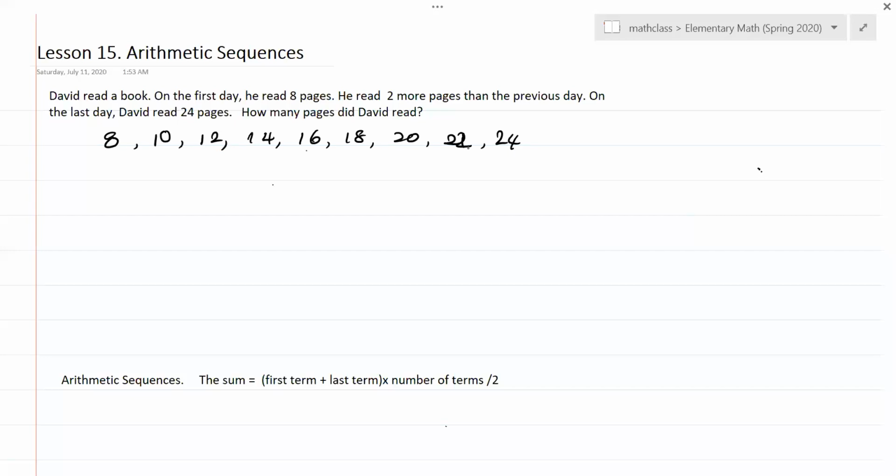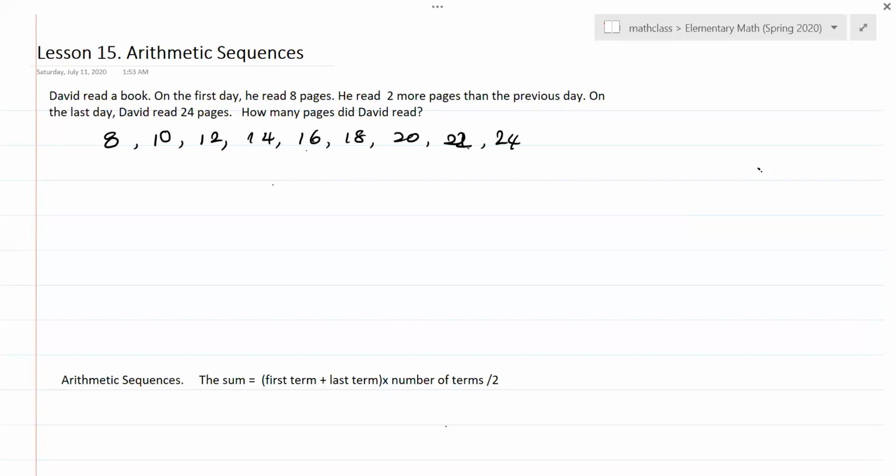Okay, how to add them together? Somebody got 144, somebody got 128. Oh, so that means it's not easy to find the sum, right? Okay. So to add them together, if you have a calculator, of course you can do it one by one. But suppose I have 100 numbers, then it's not easy to do it this way, right?